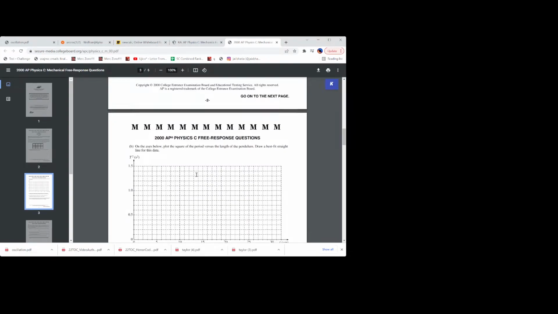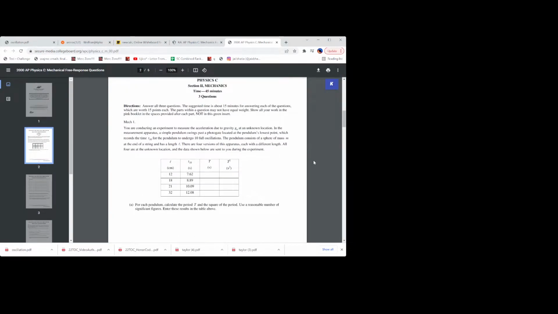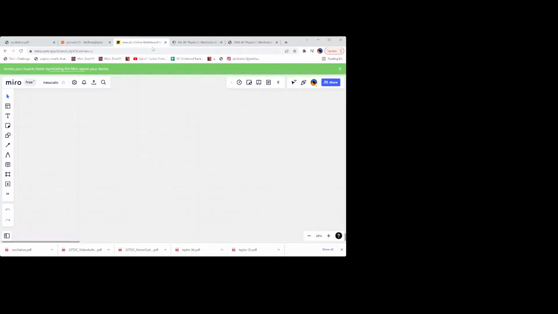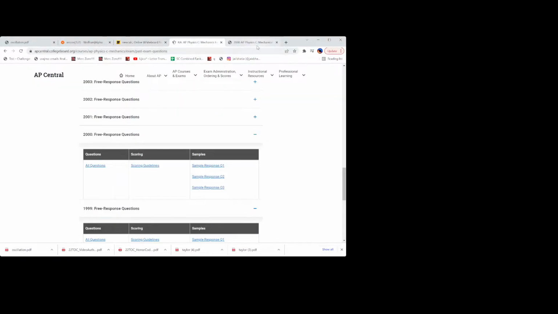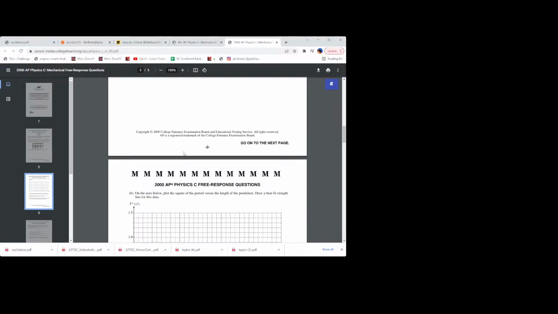Okay, I mean, I might as well solve it. Let's have a look here. G at an unknown location. Okay. Use a reasonable number of significant figures. Okay. Well, whatever. I'm probably not going to actually end up calculating that stuff because you just plug it into your calculator.